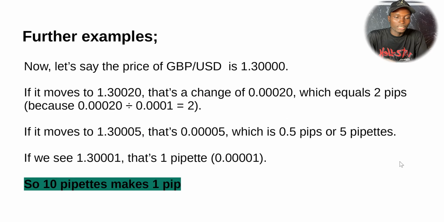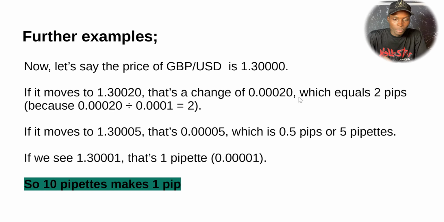Now look at some further examples. Let's say the price of GBP/USD is 1.30000, and it moves from 1.30000 to 1.30020. That change is a change of 0.00020, which equals 2 pip movements. You can check after the decimal place, what are your digits? You count 1, 2, 3, 4. All right, 4, that's your pip.